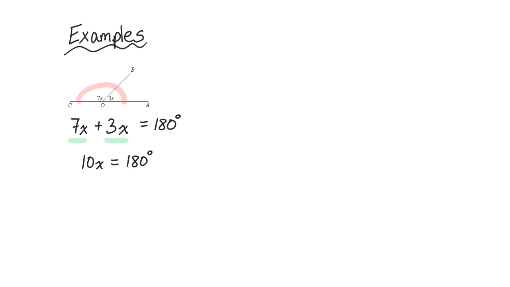To get the x by itself, I need to say, okay, 10 times a number gives me 180 degrees. So let's divide by 10 and see what is left over. This gives me that x must be 18 degrees. 18 times 10 is going to give me 180.